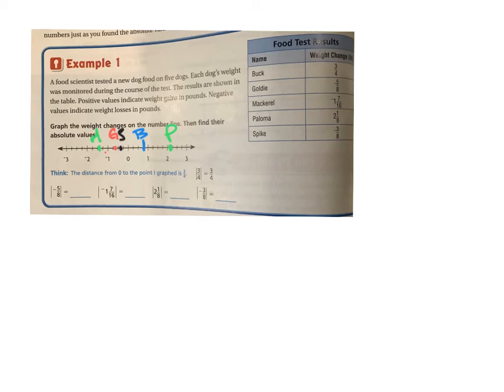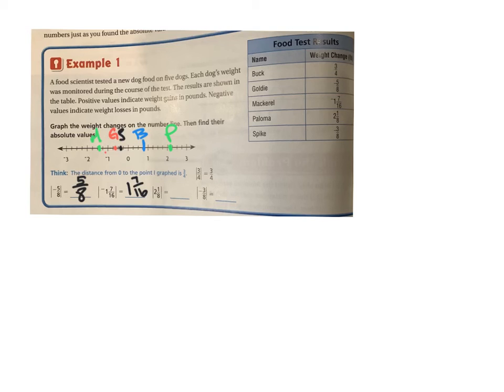And the easier part of this is simply giving the absolute values. This is the distance from 0 each of these are. Buck is +3/4. Here he is. He is 3/4 of the way from 0. Goldie is -5/8 here. That is 5/8 away from 0. Mackerel is -1 7/16. How far from 0? 1 7/16 away from 0. I think you're getting it. You're surprised that it's this easy? Yep, it is this easy.